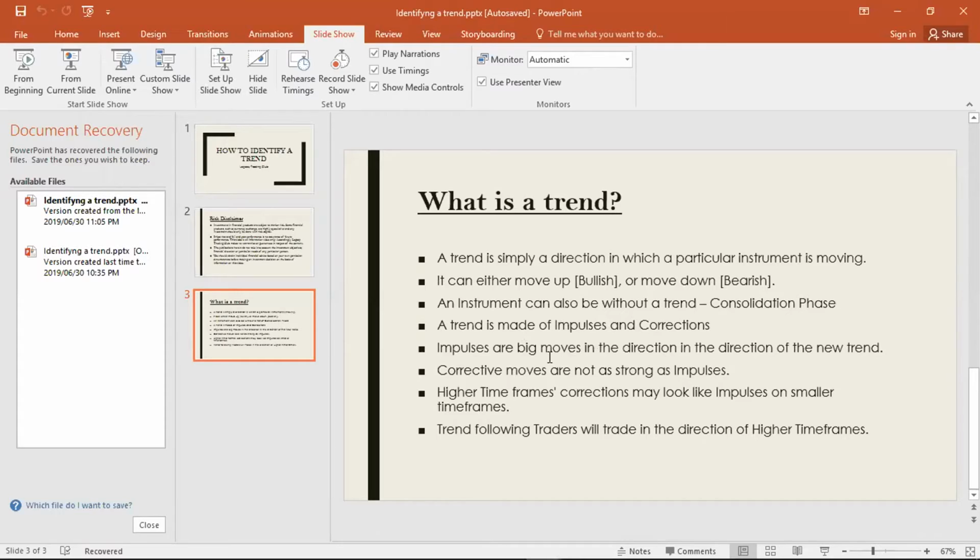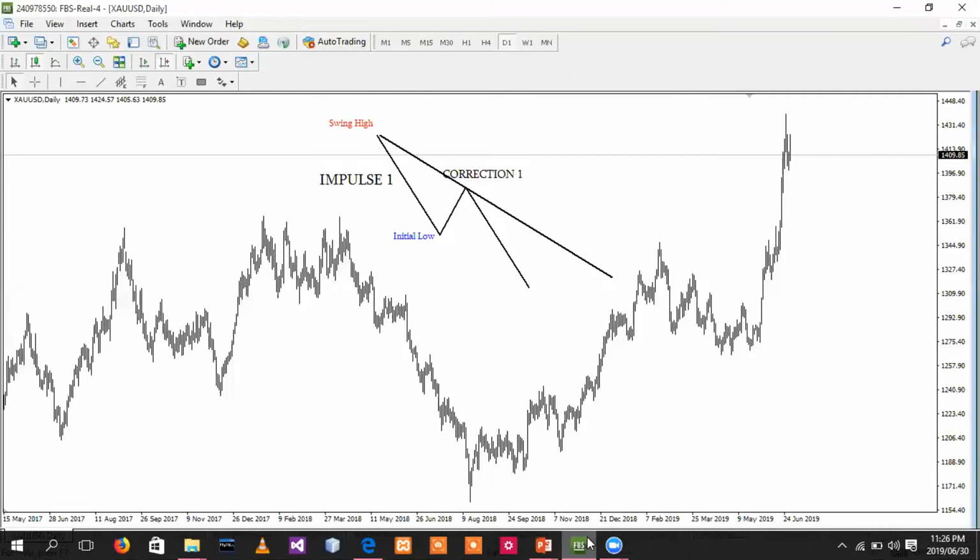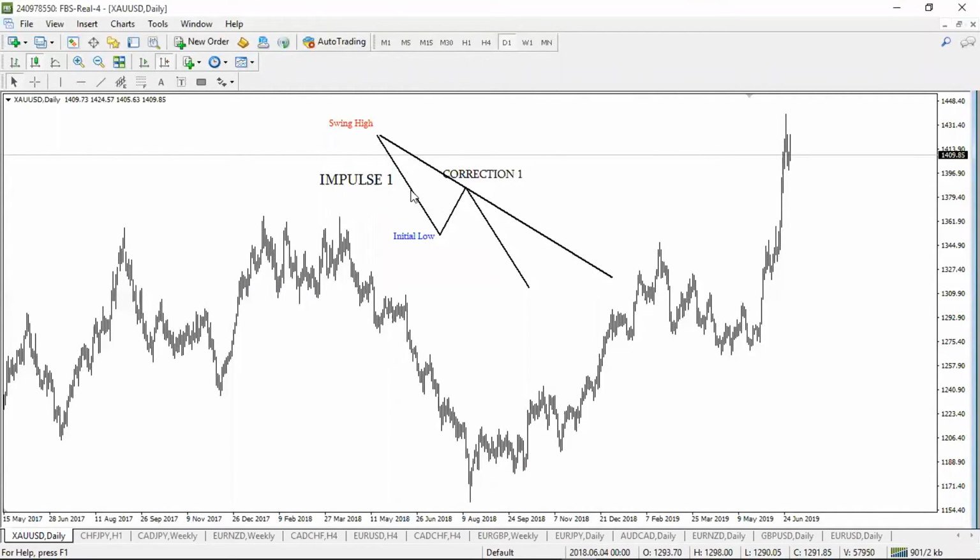Okay. In nature, impulses are big moves in the direction of the new trend. So those will be big moves. You will see strong candles when you get your impulses in the direction of the trend. You're going to have strong moves. So the important thing here is, if this is your highest price, your swing high.